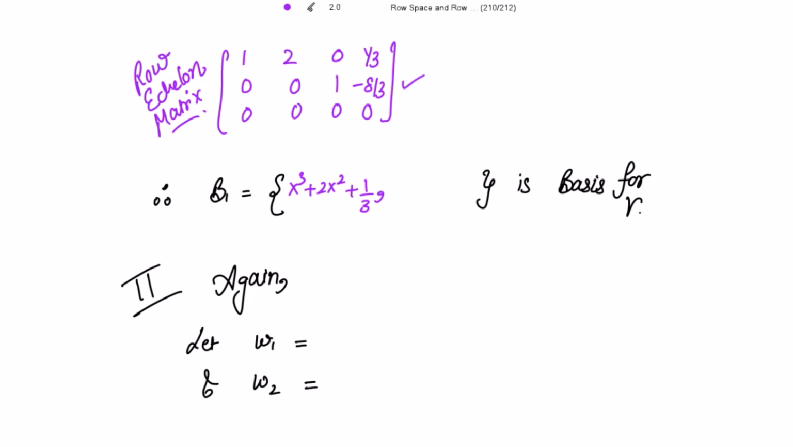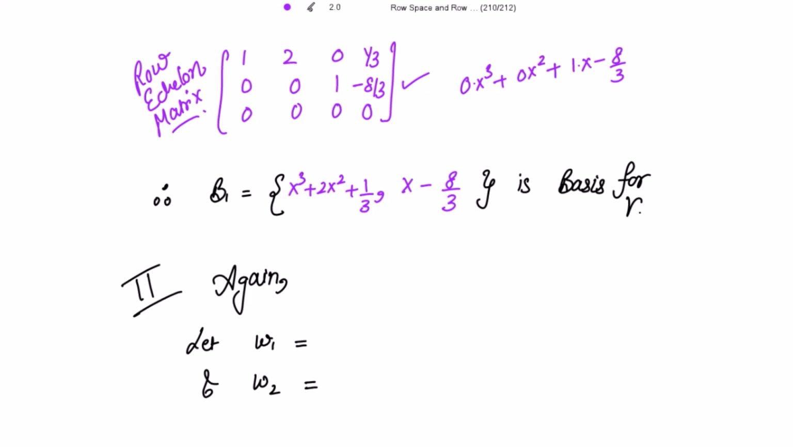And the basis from the second row becomes, yes, 0 plus x minus 8 over 3. Because it becomes 0x cubed plus 0x square plus 1 into x minus 8 over 3. So writing this as x minus 8 over 3. So this becomes our basis for v.